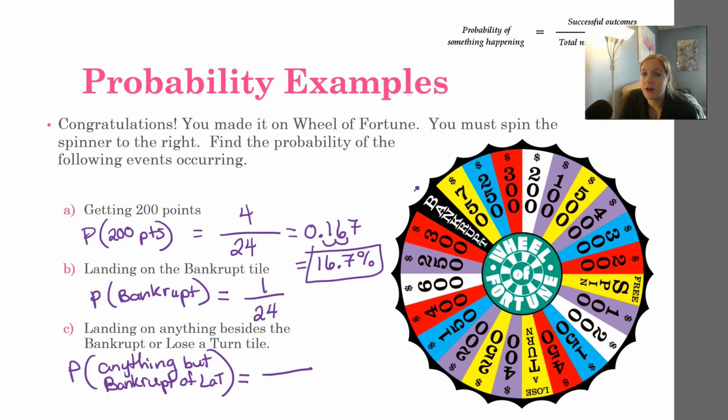Well, I know that there are 24 total tiles, and there's one tile that's bankrupt and one tile that's lose a turn. I don't want those two. So there's only 2 that I don't want. Okay, so 24 minus 2 leaves me with 22 tiles that I do want. That would be anything besides bankrupt and lose a turn. And you can always go ahead and count all the tiles that weren't bankrupt or lose a turn. That would work as well. So 22 out of 24. The number on the bottom is always just that total number of options.